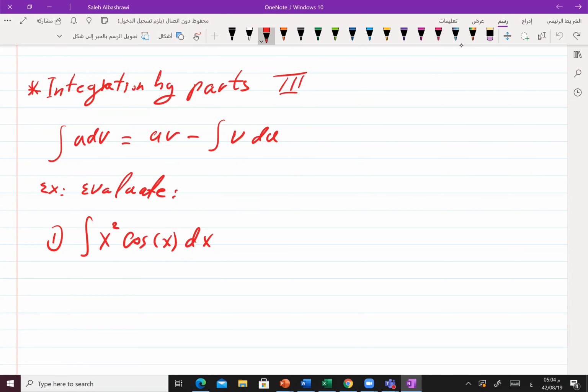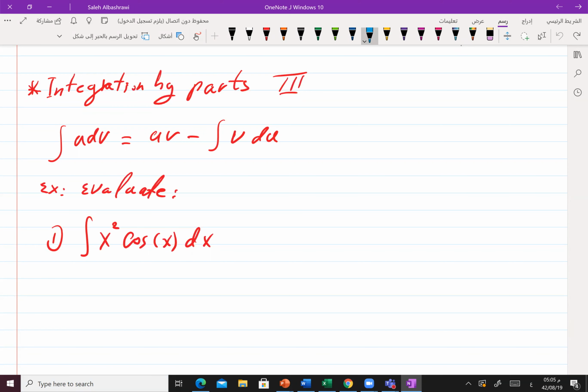If I have cosine x multiplied by cosine x squared, we use integration by substitution. But since the power of the angle is less than the power of the x in front of the cosine, we cannot apply integration by substitution. That's why we need to use the other technique, which is integration by parts.